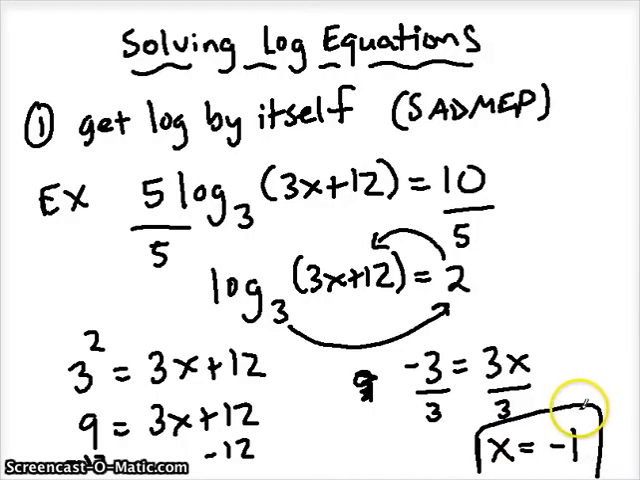So even though it looked really complicated, it wasn't all that bad if you just follow these little steps here. Let's get the log by itself. And once you have a log by itself, you can use your circle or roll method to evaluate and solve for x. Let's try another one.